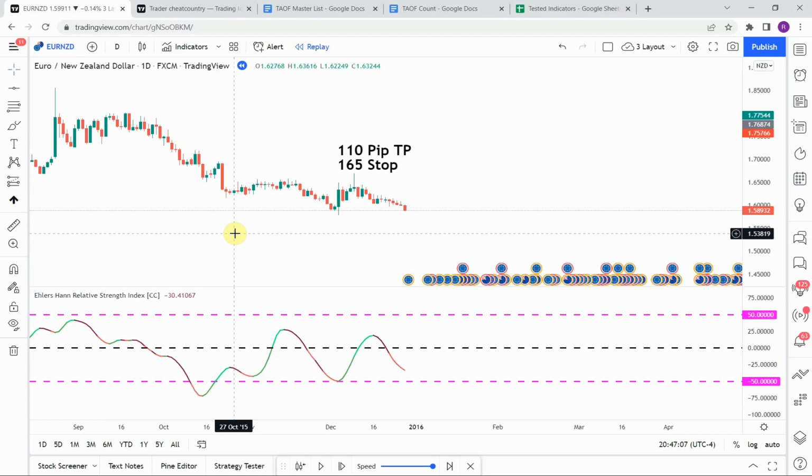Today we will be testing Ehlers Hann Relative Strength Index indicator.